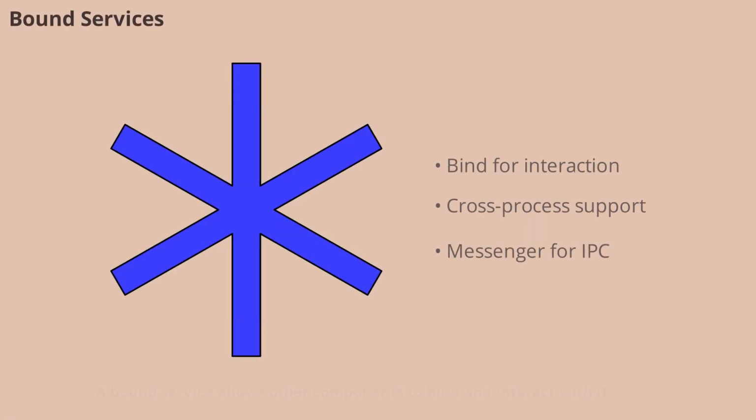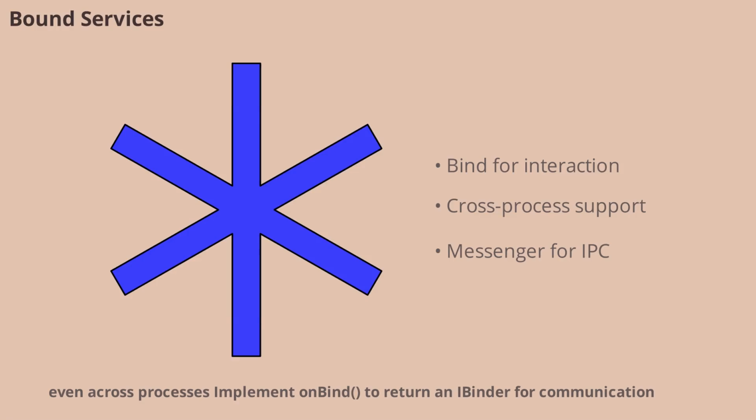A bound service allows other components to bind and interact with it, even across processes. Implement onBind to return an IBinder for communication. Messenger-based services enable inter-process communication without AIDL, making them simpler for many use cases.